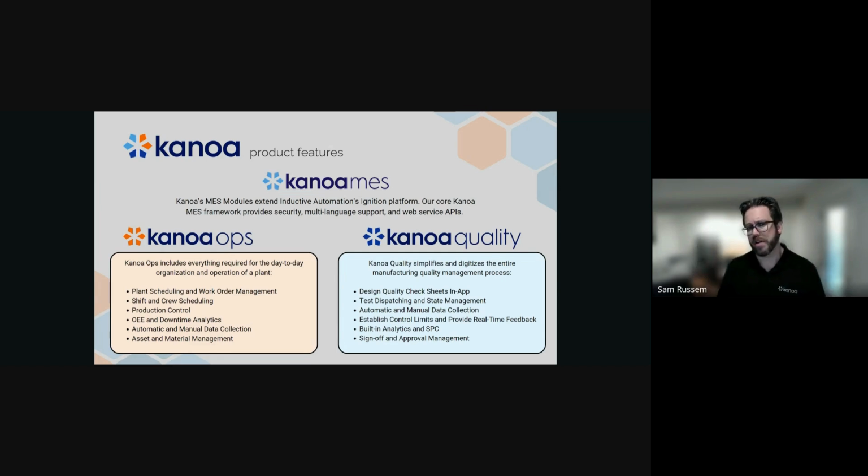Kanoa Quality, on the other hand, is more of a form creation and dispatching tool, really aimed to try to get a lot of your paper off of the shop floor and into more digital systems. So what you'll see in Kanoa Quality is a full in-application system for designing your quality forms, setting up all of your dispatch rules to say when those forms need to go out and be completed, collecting all of that data, and then letting you run tools like SPC on top of that data to get more insights.